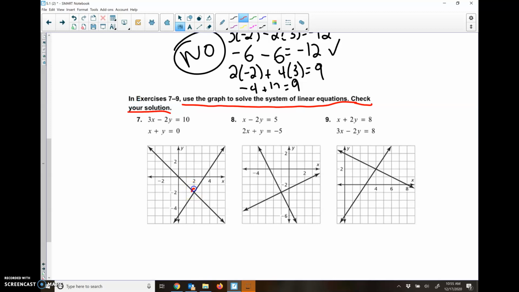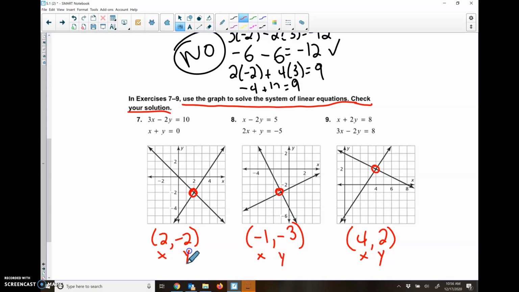And the solution is just where they're intersecting. So all I have to do is look at these graphs and see where they intersect. This first one is intersecting at (2, -2). That's my answer, where they're intersecting. The second one, number 8, is intersecting at (-1, -3). And my last one is intersecting at (4, 2). Remember, this is the x, this is the y. We're just finding where they intersect on the graph. So these are already done for us.